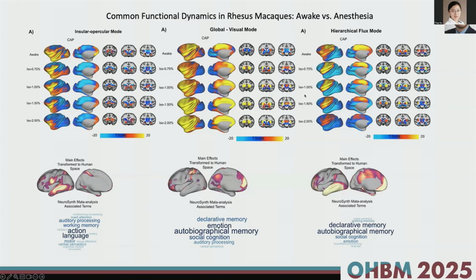Now let's shift gears and look at the dynamic patterns across different states of consciousness, especially comparing awake and anesthetized conditions in macaque. Using the coagulation pattern analysis, we identified the common dynamic modes across awake, light anesthesia, and deep anesthesia conditions. However, you can see that the strengths of those modes vary significantly with the consciousness level. By mapping these differences between awake and anesthetized conditions onto the human space, we can decode them. And all of these different regions are strongly linked to language, action, emotion, social cognition, and autobiographical memory. So all of these domains are closely tied to conscious experience.